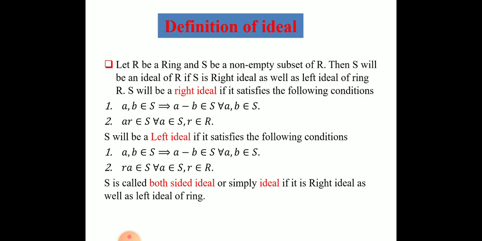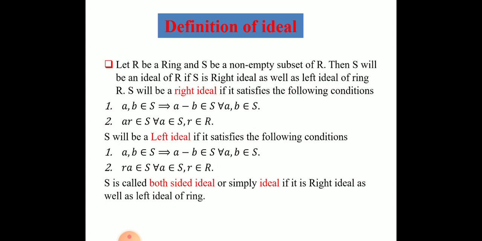But when we say it is a right ideal, if it satisfies two properties, in the first property, if we consider any two elements A and B belonging to S, then S should be a subgroup with respect to addition. Means if A, B belongs to S, then A minus B must belong to the set S. And for the second property, if we consider an element R belonging to ring R, then AR should belong to S for all the elements A of S, and R belongs to R. If the set S satisfies these two properties, then we say S is a right ideal of the ring R.